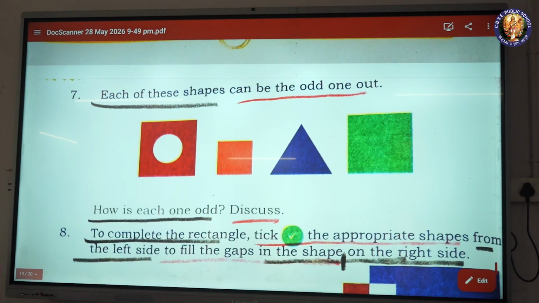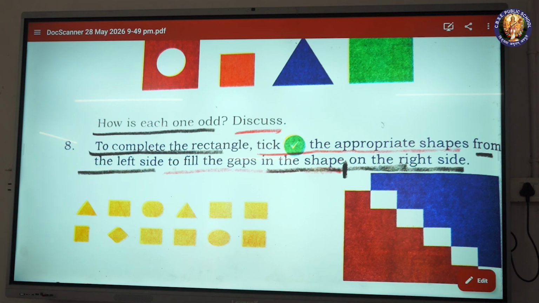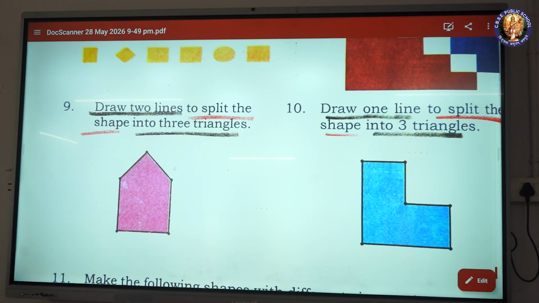7. Each of these shapes can be the odd one out. How is each one odd? Discuss. 8. To complete the rectangle, pick the appropriate shapes from the left side to fill the gaps in the shape on the right side.